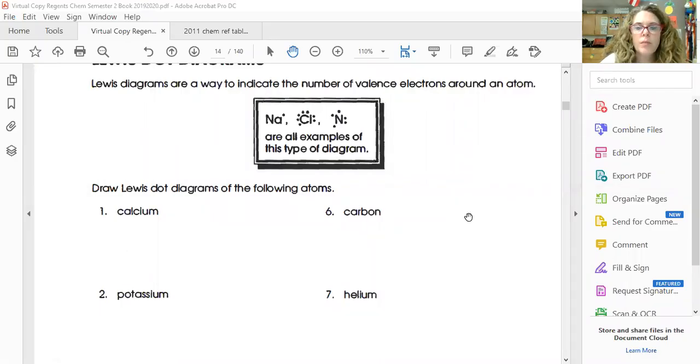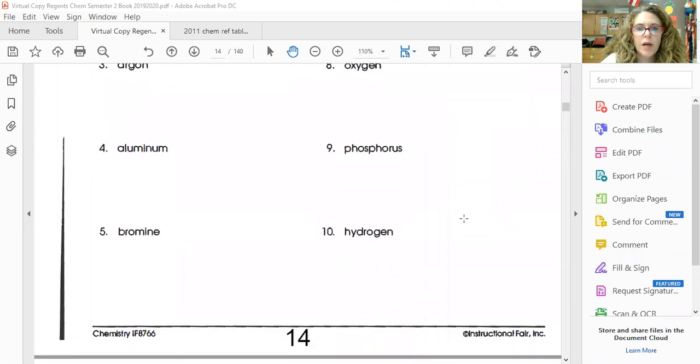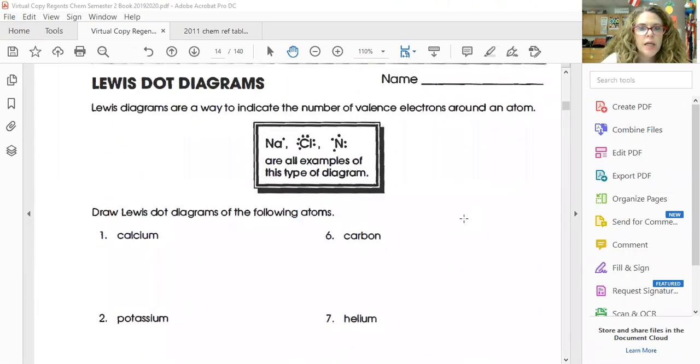All right, so welcome. Let's see, what page are we on here? This is page number 14 in the practice section of our notes. So let me just jot that down over here. So this is page number 14.